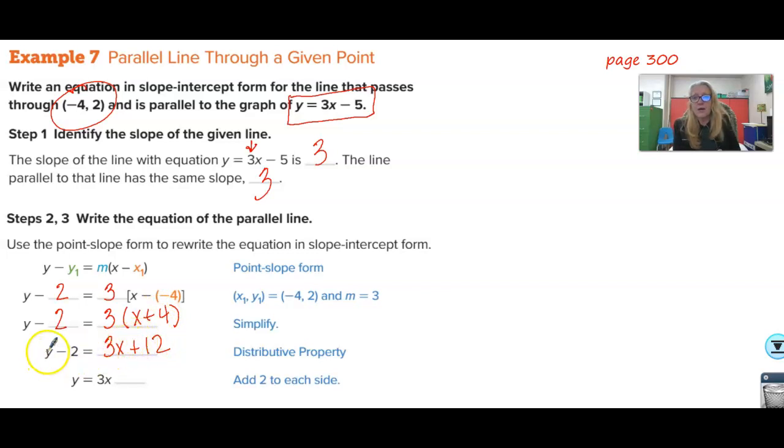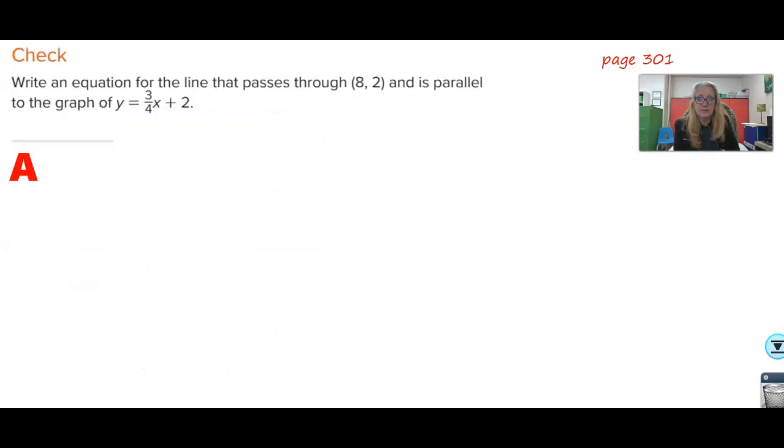Then we have to get y by itself by adding 2 to both sides. And so we get y equals 3x plus 14. It's got some steps to it, doesn't it? Steps. Write down the letter A. This one will be easier because it doesn't have all that gobbledygook on the page that those other ones have. I don't like all that.